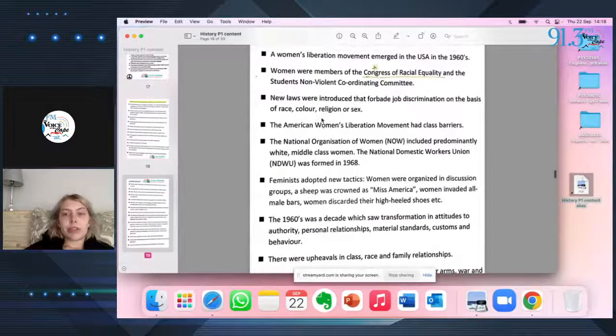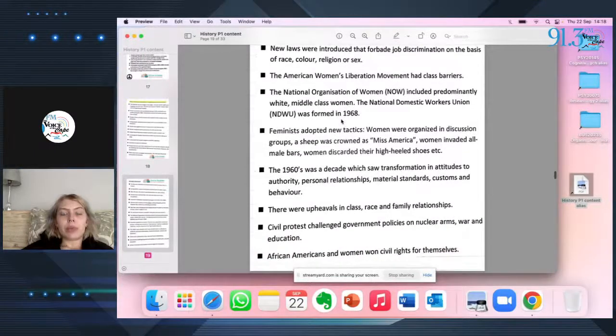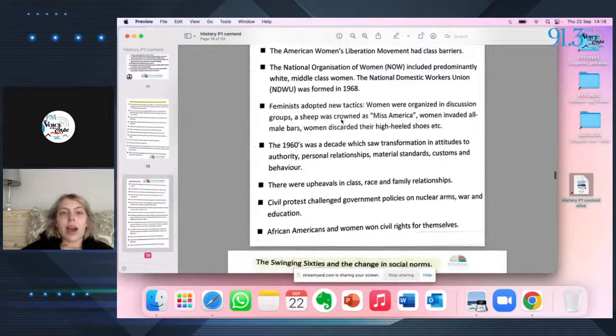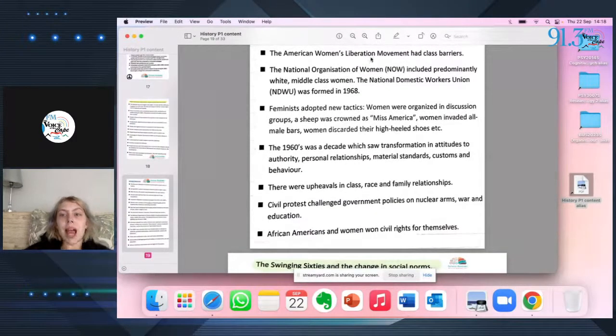A women's liberation movement emerged in the USA in the 1960s. Women were members of CORE, the Congress of Racial Equality, and the Student Nonviolent Coordinating Committee, the SNCC. New laws were introduced that forbade job discrimination on the basis of race, color, religion, or sex. The American women's liberation movement had class barriers. The National Organization for Women included mainly white middle-class women. Thus, the National Domestic Workers Union was formed in 1968.